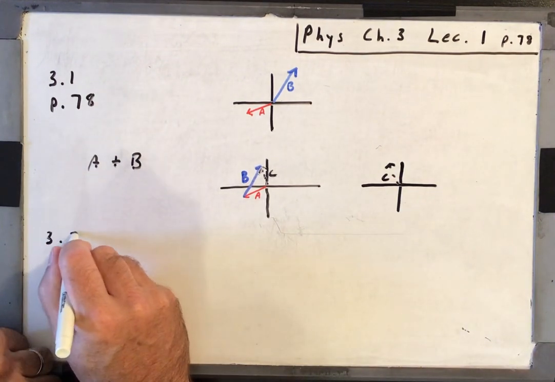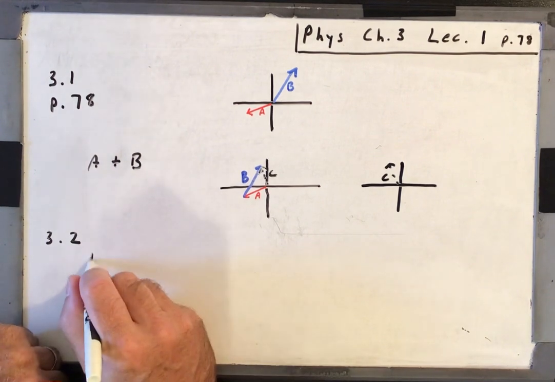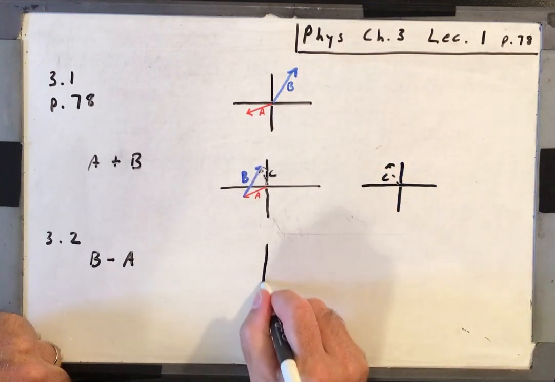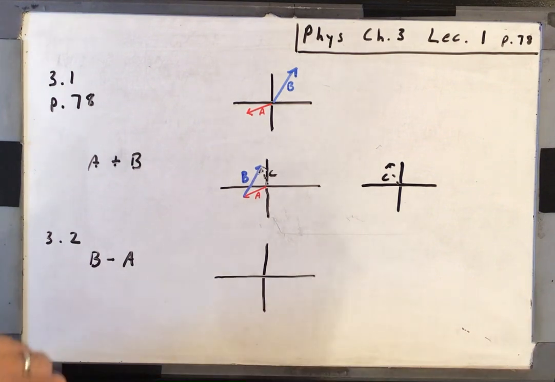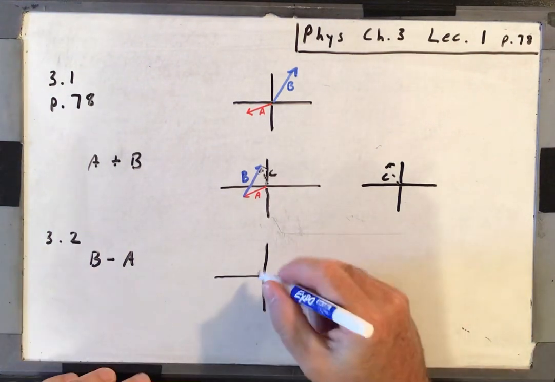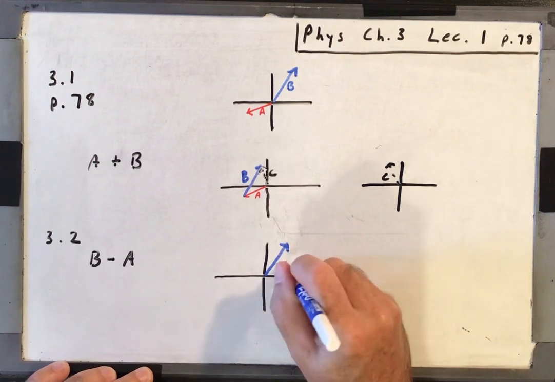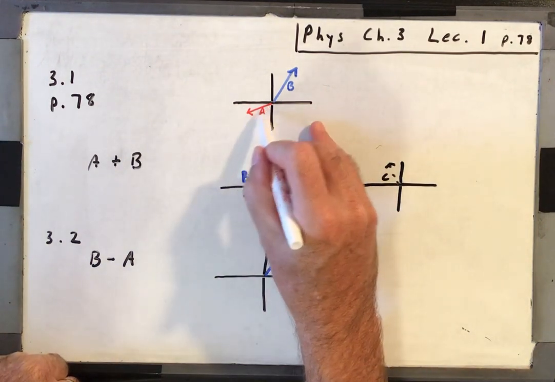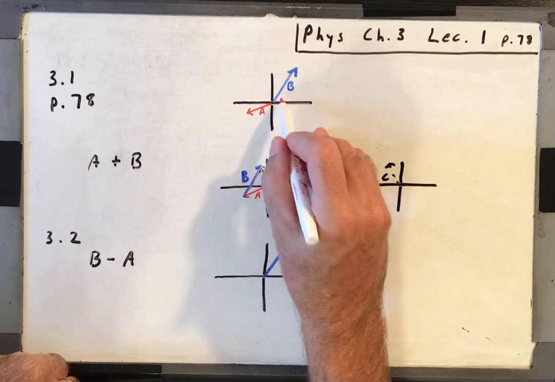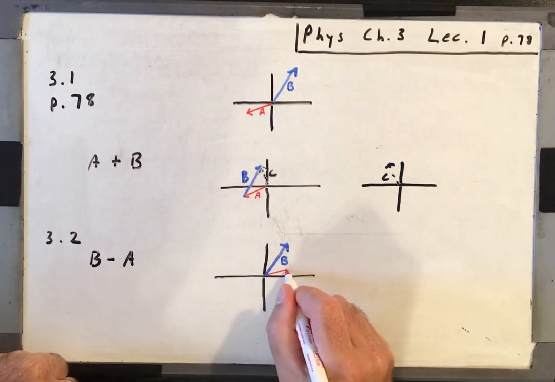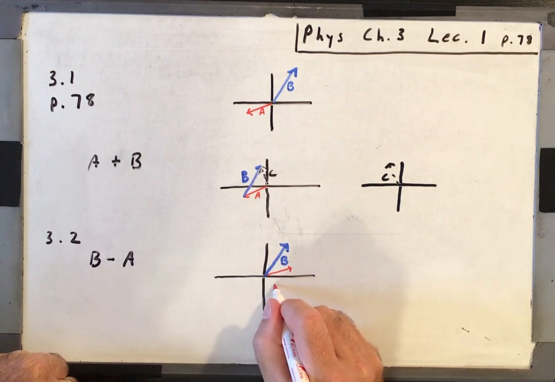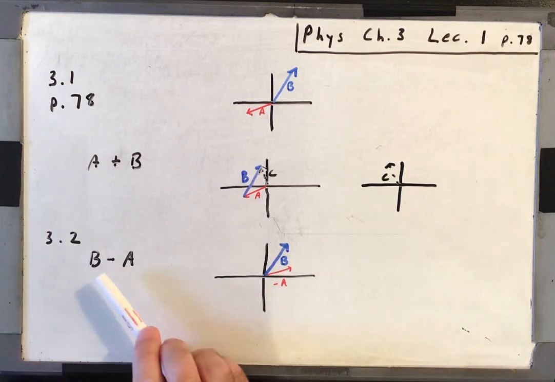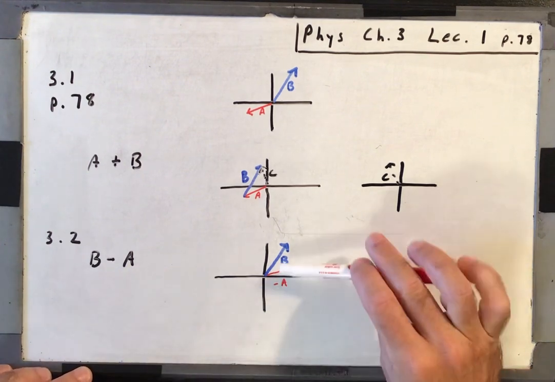All right, 3.2, we're going to do B minus A. Okay, so we're still working off this one right here. Now we're not going to mess with vector B. It's the first one, so let's just draw it again. Now what we do with vector A, going down into the third quadrant here, is we make it negative. We point it exactly the opposite way. So that is negative A. And B minus A is the same as B plus negative A. So I'm going to add the two now.